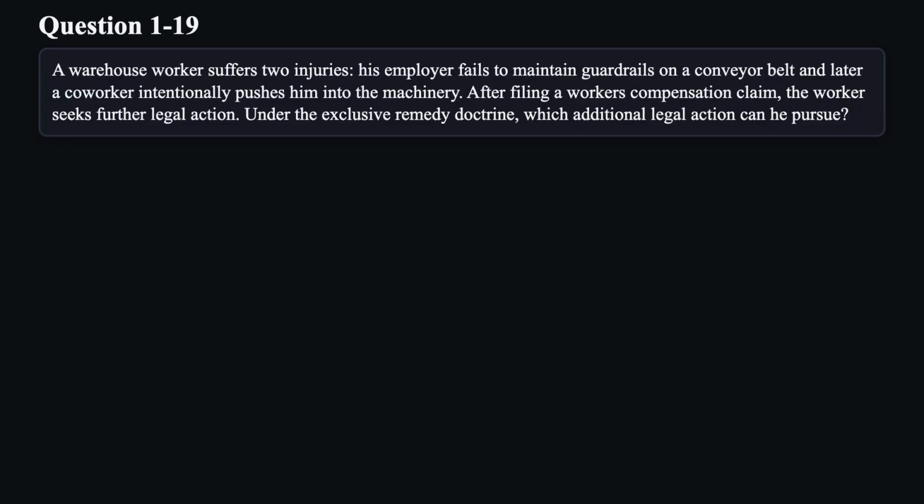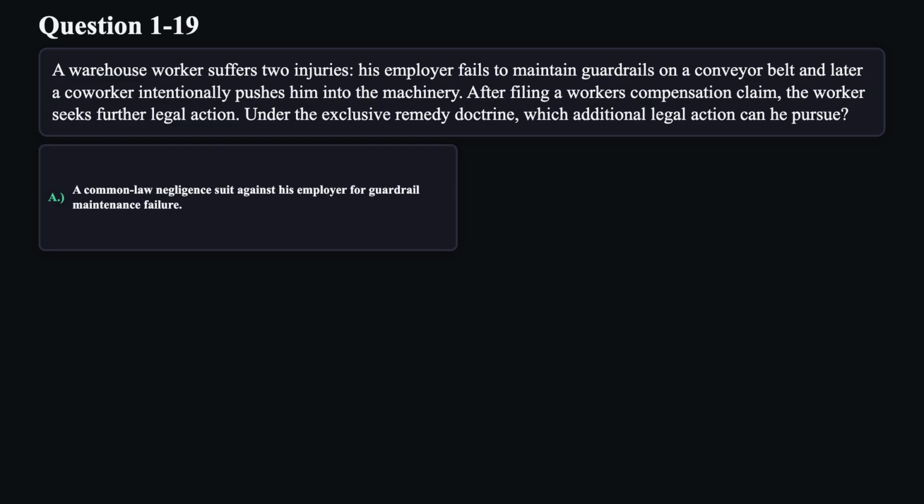Question 19. A warehouse worker suffers 2 injuries. His employer fails to maintain guardrails on a conveyor belt, and later a co-worker intentionally pushes him into the machinery. After filing a workers' compensation claim, the worker seeks further legal action. Under the exclusive remedy doctrine, which additional legal action can he pursue?